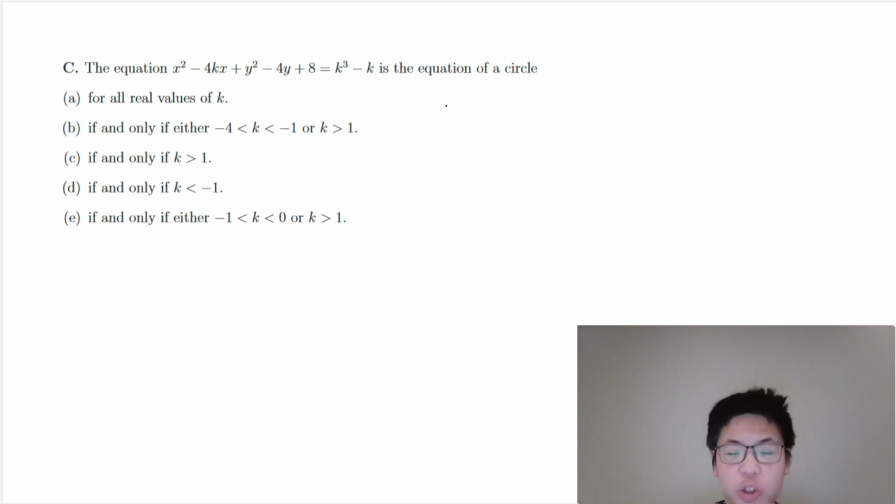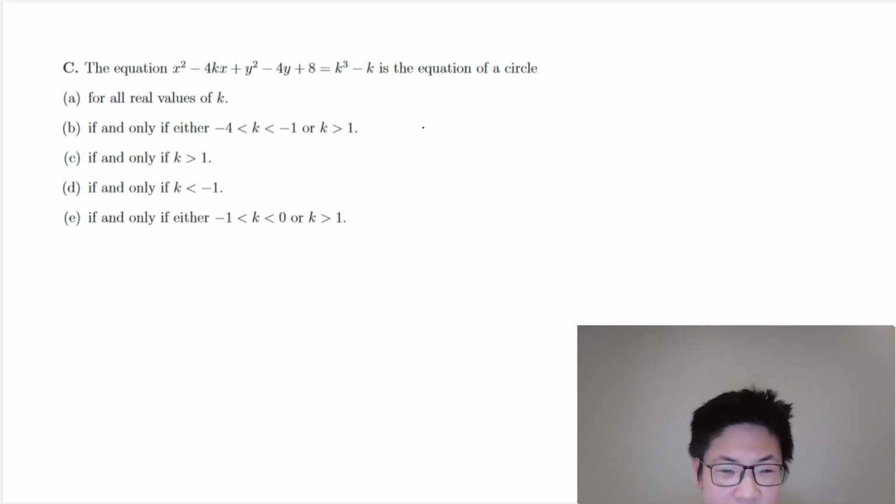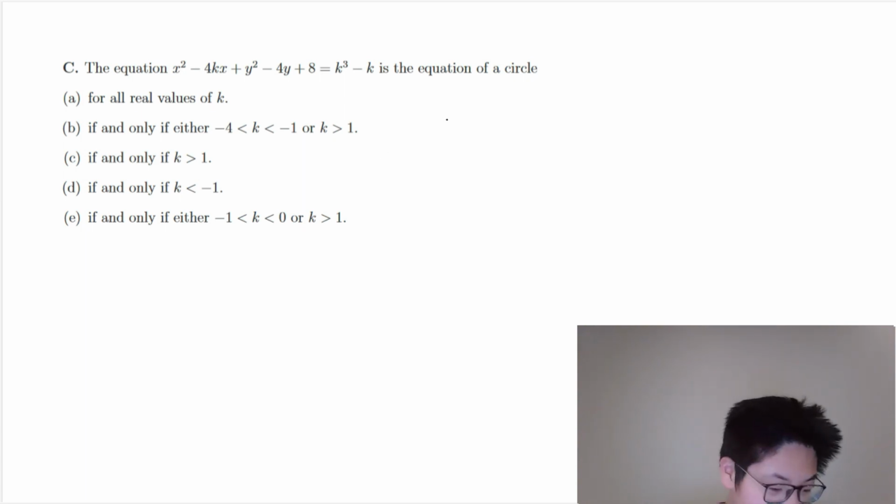So in the case where the coefficient of x squared is 1 and the coefficient of y squared is 1, you also have a circle. So what are we now going to do? Since we know that the circle is (x minus a) squared plus (y minus b) squared equals r squared, we need to complete the square for x on the left-hand side.